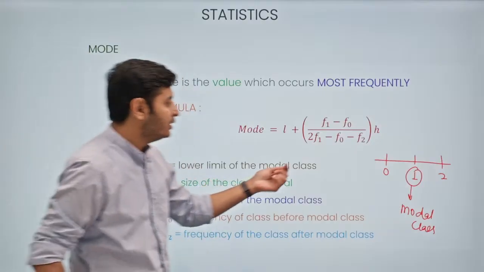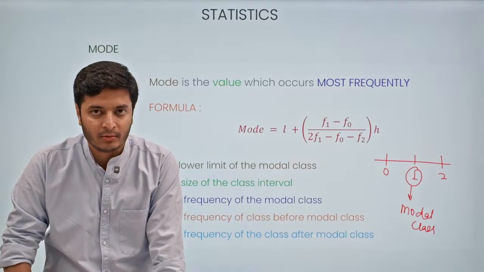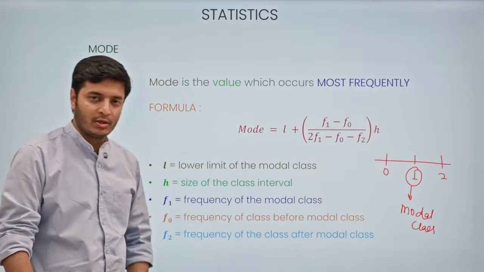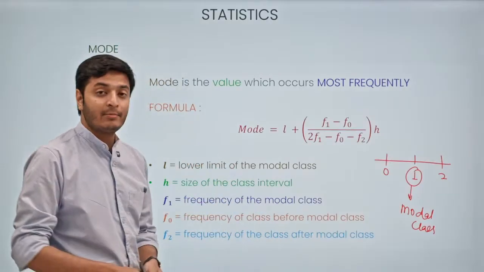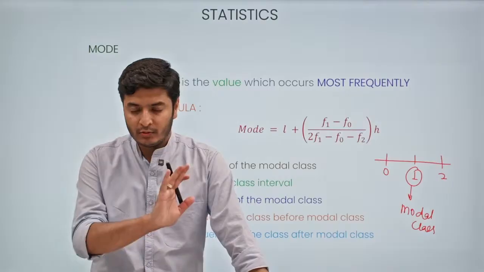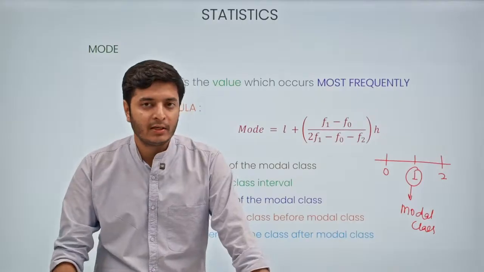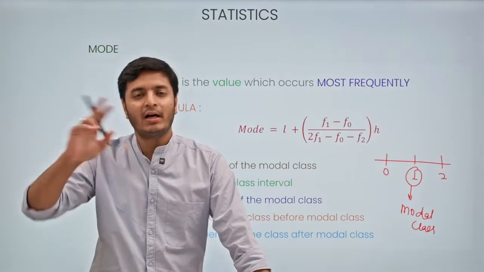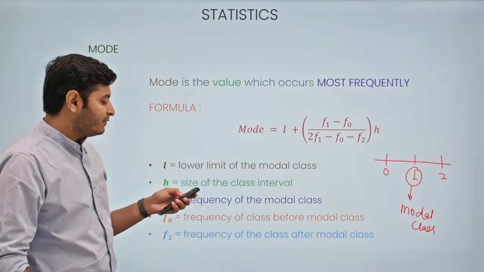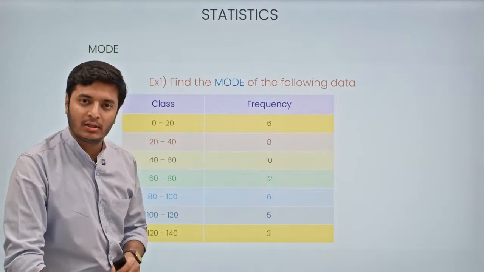So that's why we are creating the formula like this: F1 minus F0 divided by 2F1 minus F0 minus F2, into H, plus L also. L is the lower limit of the model class. Now, how to identify the model class? In case of individual data, whichever value is repeated the maximum number of times is the mode. In case of ungrouped data, the observation having the highest frequency is the mode. How to identify the model class here? Whichever class interval is having the highest frequency will be our model class.